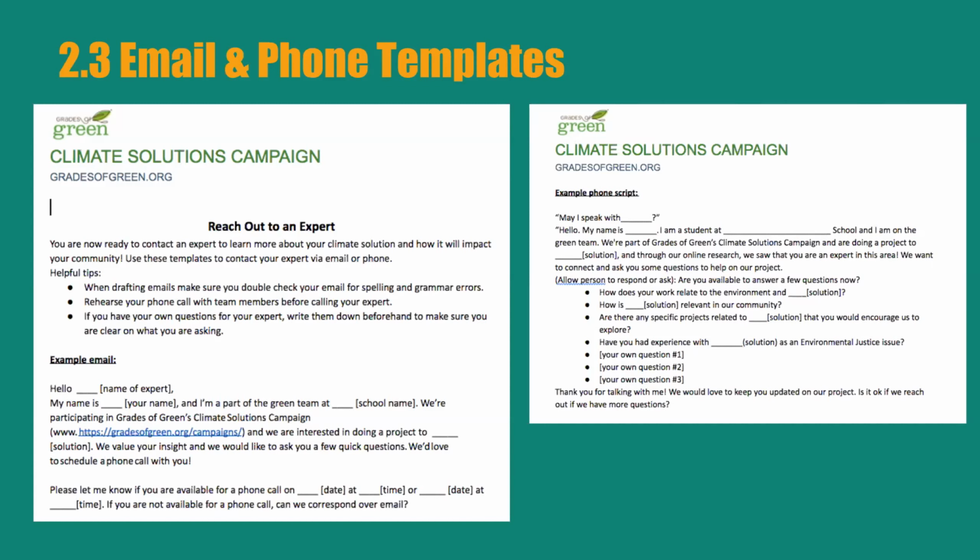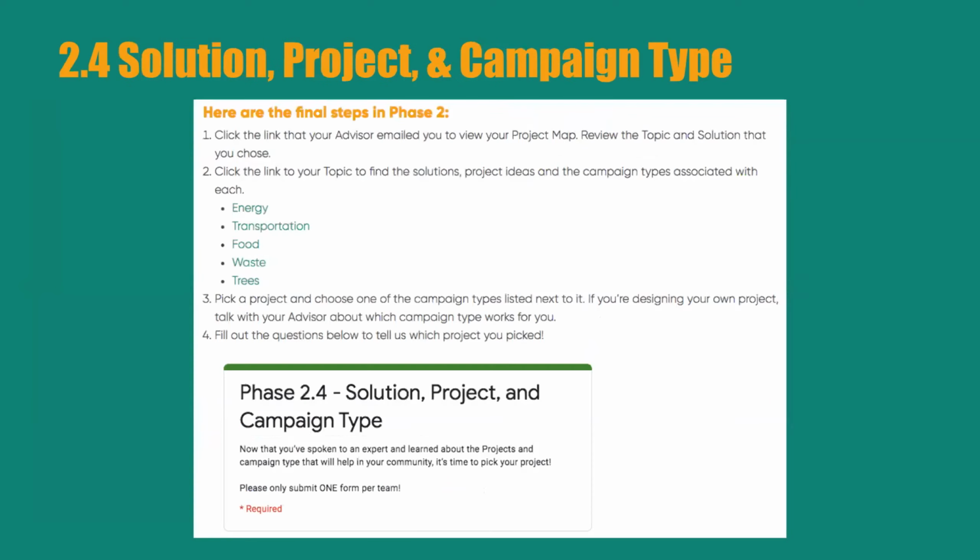Once your team has identified an expert or two that they want to contact, they can check out a couple of templates that we've made to help them make that initial contact. There's a template you can see here for emailing an expert, and there's a template for phoning an expert. Once your team has identified which expert they want to reach out to, they're going to fill out questionnaire 2.3.